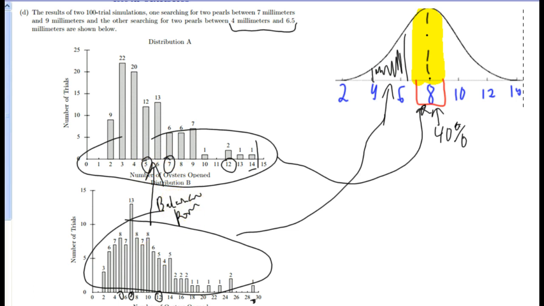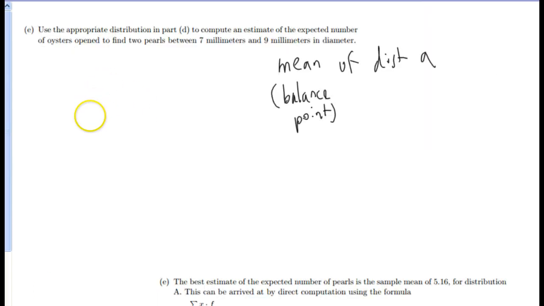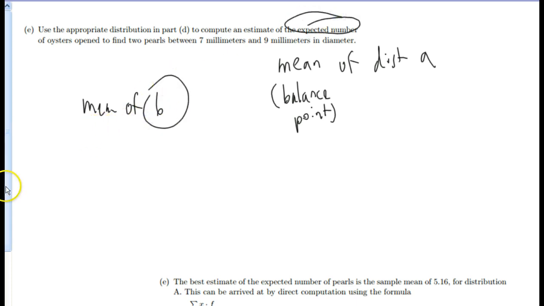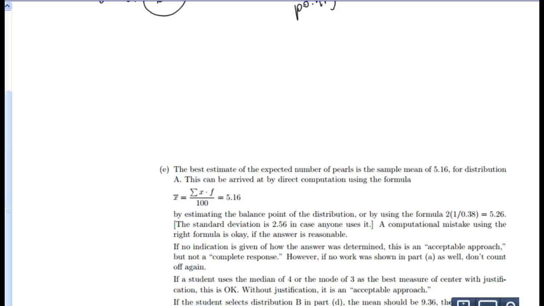I'm just guessing there. So I might say something like a mean of 6 to find the expected number, or maybe I should say the expected number would be 6 here. Now they did it a little bit more accurately than that. Using a formula, it was like 5.26. But I think if we just estimated and found something around 5 or 6, I think we'd be okay. As long as we said we were trying to find the balance point or something like that. And that is the end.